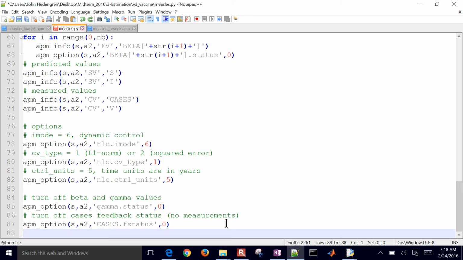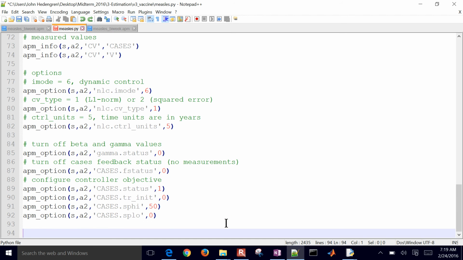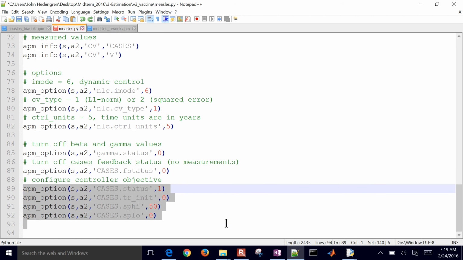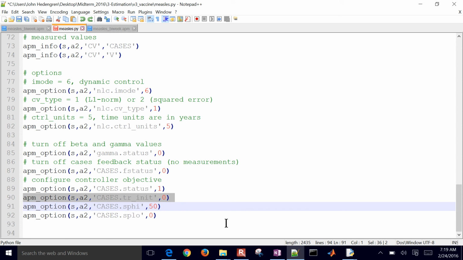Also, we don't want to use the measurements, so we're going to be changing what happens over this 3-year period, so we don't want to use the measurements. We'll turn off the feedback status for the number of cases. I'm going to just include these 4 here. I'm going to turn status on. Okay, so we have feedback status off. We're not going to use the measurements, but we're going to include cases in the objective function. And then we're also going to initialize the trajectory with a deadband.